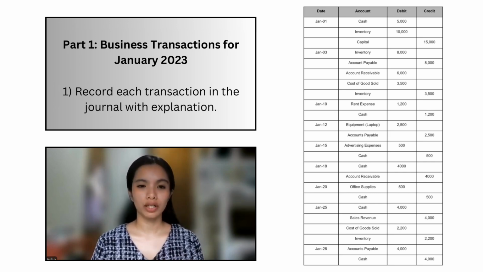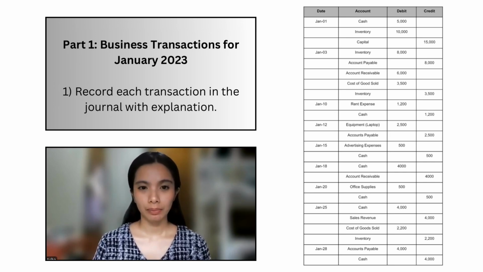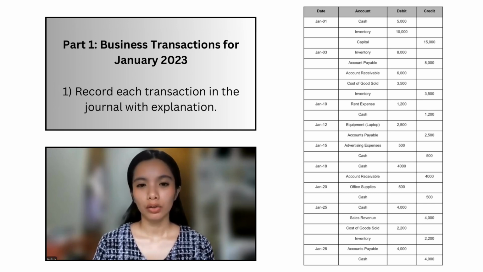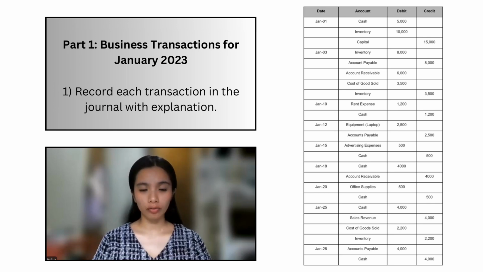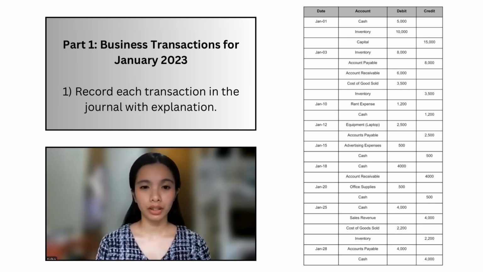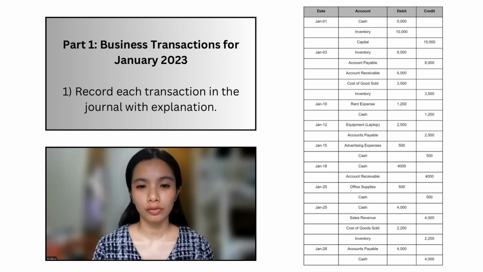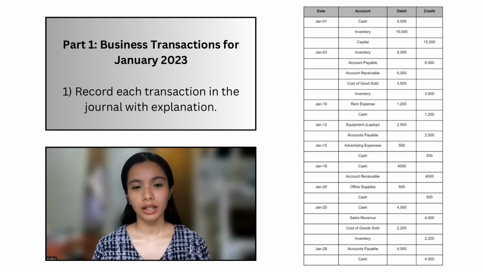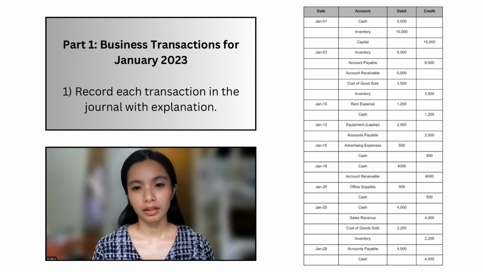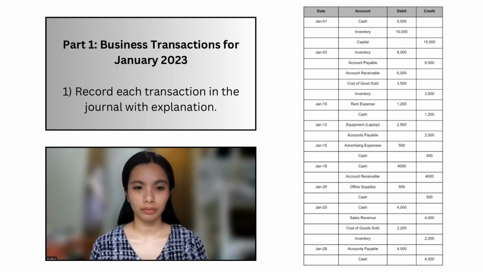Let's move on to January 10. Rent expenses account, we have 1,200 on the debit side. Cash, 1,200 on the credit side. On January 12th, equipment account, we have 2,500 on the debit side. Accounts payable, credit side, is 2,500.